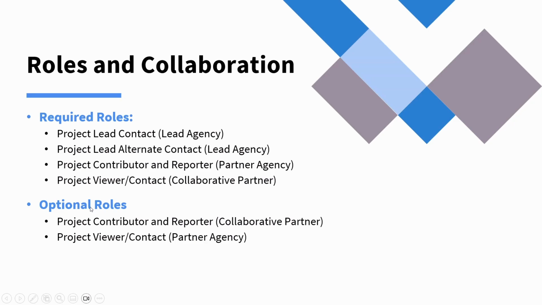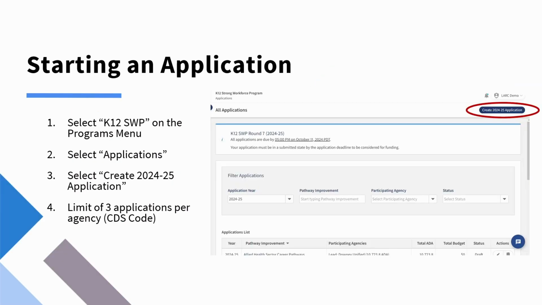In addition to the required roles, we can create project contributor and reporter roles for collaborative partners and give them limited editing capabilities. And we can also give this visibility only role to a partner agency for anyone on their team that just wants to have visibility. The last thing I'll mention is that project lead contacts are typically included in any sort of messaging that goes out from the Chancellor's Office about this grant. The rest of these roles may not be. So make sure that whoever you have as the project lead contact is the person that is the point of contact for this grant. And now we're going to talk about starting an application.